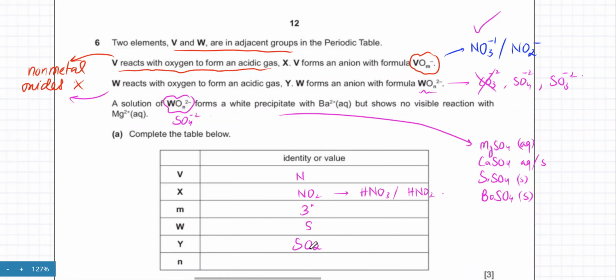See, this one is SO2. And N is going to be either SO4 minus 2 or it could be SO3 minus 2. So I'm going to take N as 4.